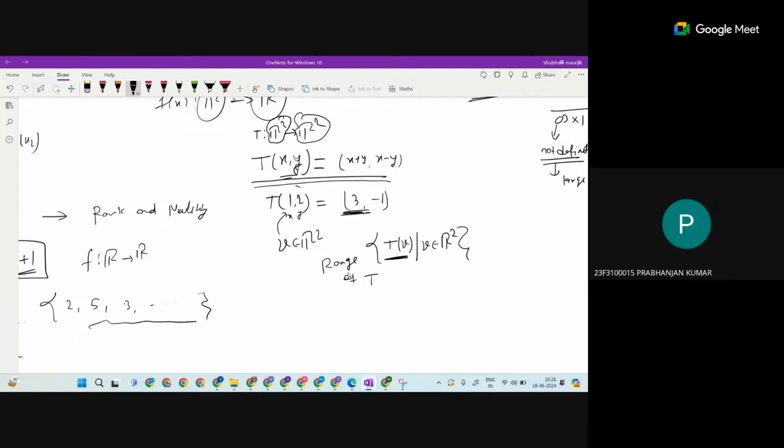Is that clear what I am talking about here? Range is clear. It is going to be whole R2, or I don't know what it is going to be. But is this clear, range? Yes, sir. Okay, clear.